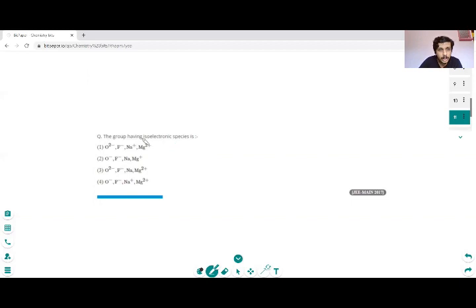The group having isoelectronic species. What is an isoelectronic species? Isoelectronic species is the one where the number of electrons is the same. For example, we can see oxygen has atomic number 8. Fluorine, it is 9. Sodium, it is 11. And magnesium, it is 12.